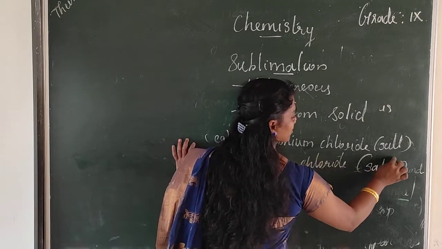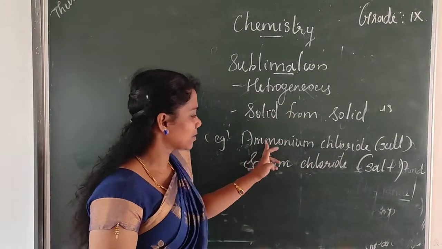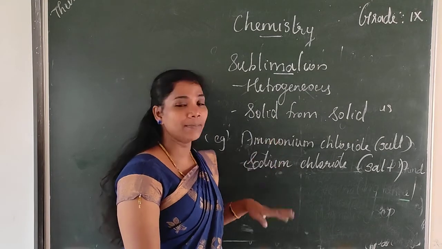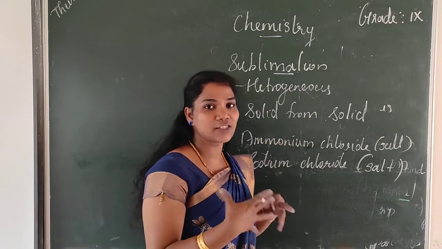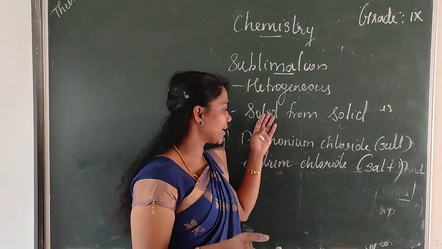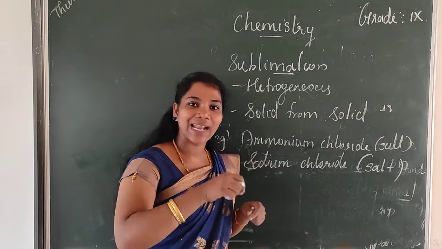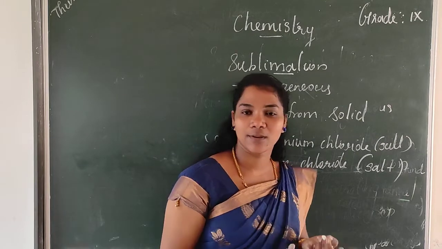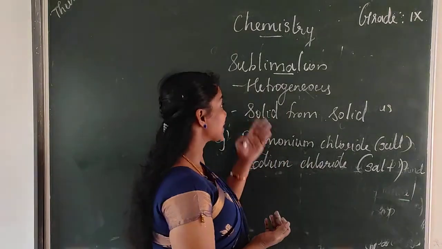Sodium chloride is also a salt. Both are solid crystals, and unfortunately both are mixed with each other. We want to separate ammonium chloride and sodium chloride. By hand picking, it's very difficult, isn't it? Filtration cannot be employed, and decantation cannot be employed. So what technique can we use? Sublimation.